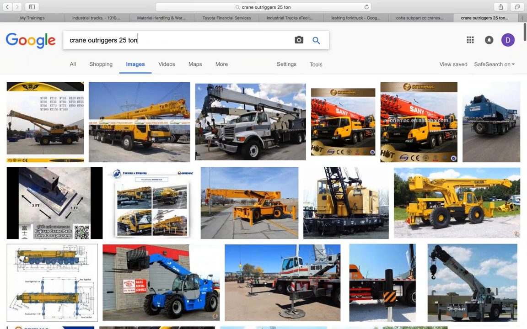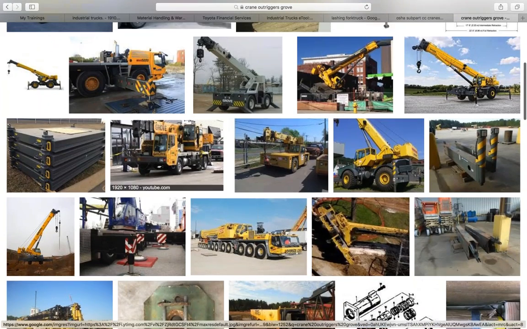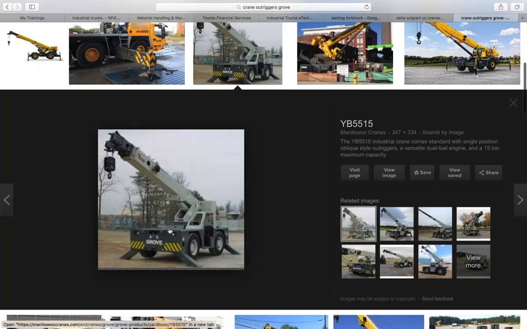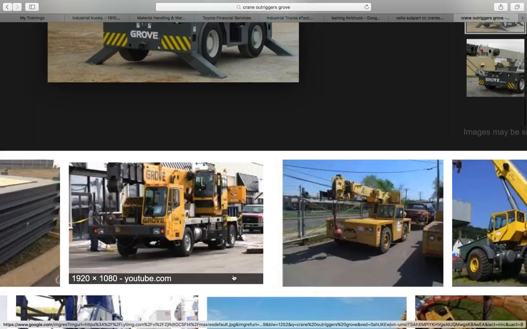Let me do a Grove here. For anybody who's not familiar with what I'm doing, I'm pulling up a particular crane. Here we go, right here. That's what I was looking for. These are the last ones right here where they kind of span out, okay? So there you go, folks. Those are your different types of outriggers, okay?